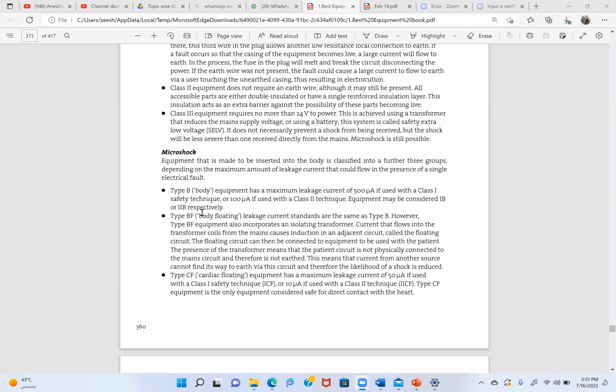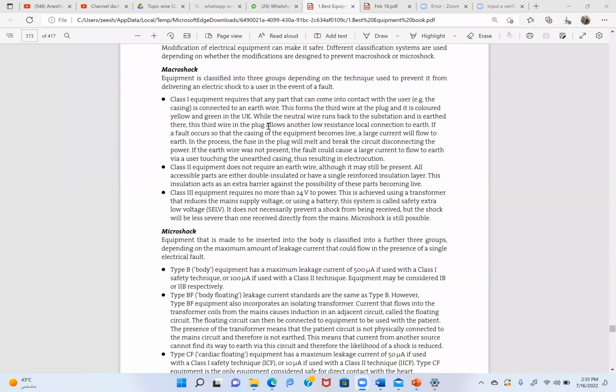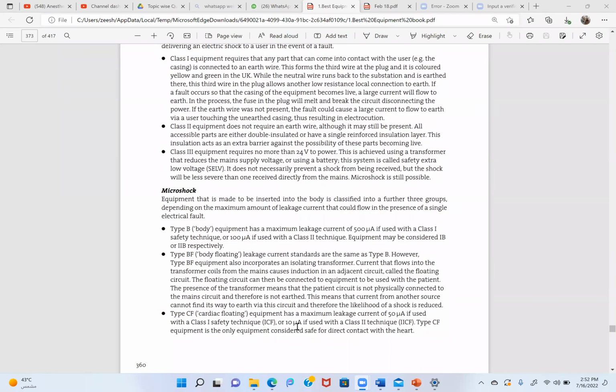Okay, so type B equipment has a maximum leakage of 500 microampere if used with a class 1 safety technique, or 100 microampere if used with class 2. I think class 1, class 2 is for macro shock. Class 1 requires that any part that can come in contact with the user is connected to an earth wire. This forms the third one. I'm sorry, I am not able to explain to you, so better not to waste time. You can read it from here, you will find the answer.